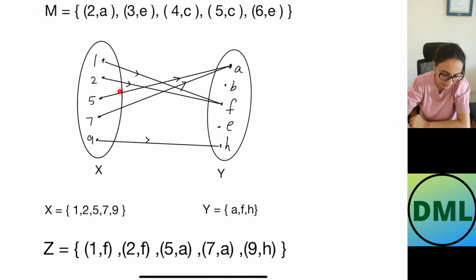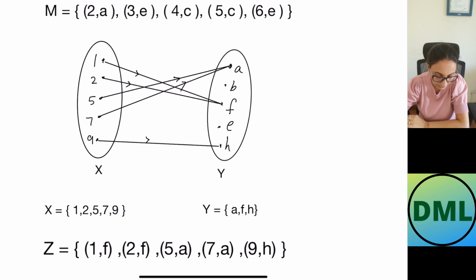This is your set x, this is your set y. The number of elements in x are 1, 2, 5, 7 and 9. The number of elements in y are a, b, f, e, h. And the mapping goes from 1 maps to f, 2 maps to f, 5 maps to a, 7 maps to a, 9 maps to h.